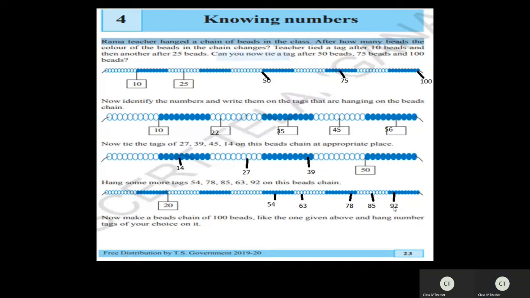And children, don't worry about the notes. I'll send them in My Class Campus in the form of a PDF. All the definitions and everything will be sent there.